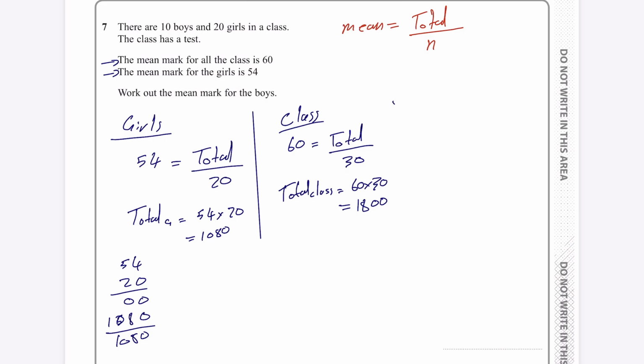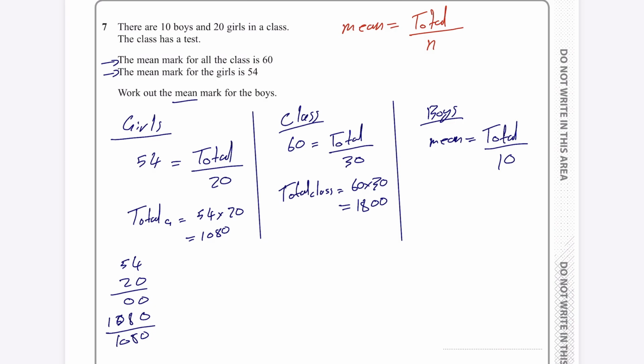Let's now move on to the last bit. So we now have boys to look at. For the boys, the mean is what we need to figure out for the question. That's what the question is asking for. What is the total for the boys? We don't know. How many boys are there? 10. Can we work out the total for the boys?